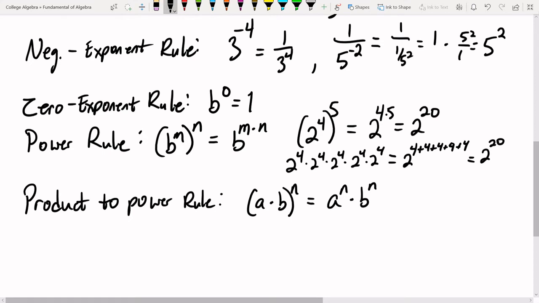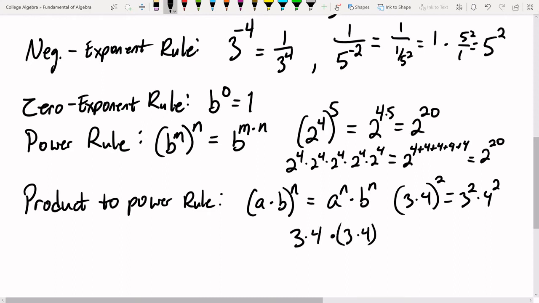let's think about (3 times 4) squared. This is going to be 3 squared times 4 squared. What you can do is say (3 times 4) squared is the same thing as 3 times 4 times 3 times 4, right? And we can rearrange this to 3 times 3 times 4 times 4, which gives us 3 squared times 4 squared. So this just comes back to being able to expand it out and rearrange it. We're really just taking shortcuts with these rules. That's what's so nice about them.